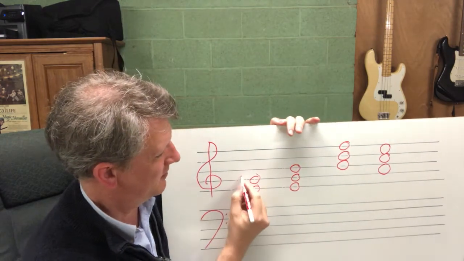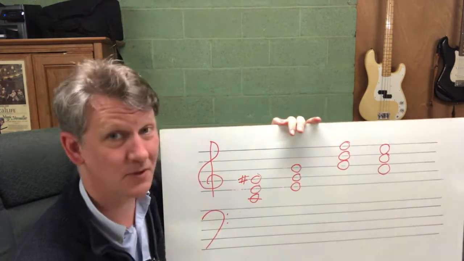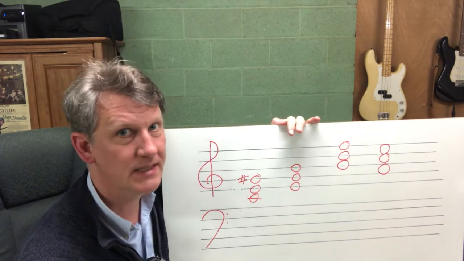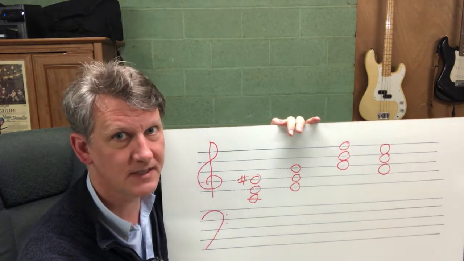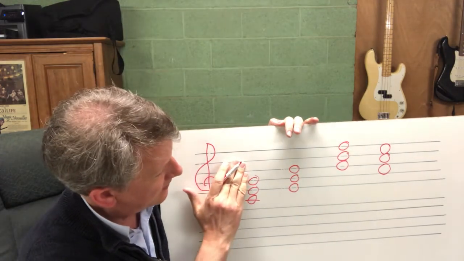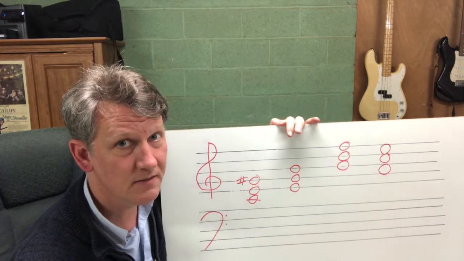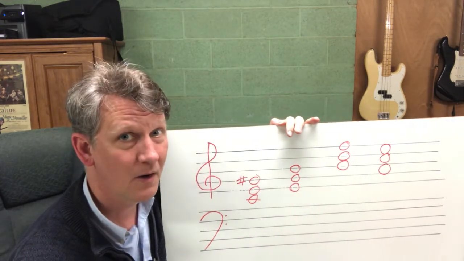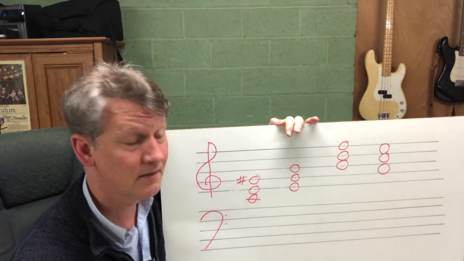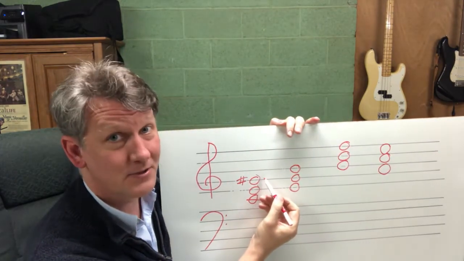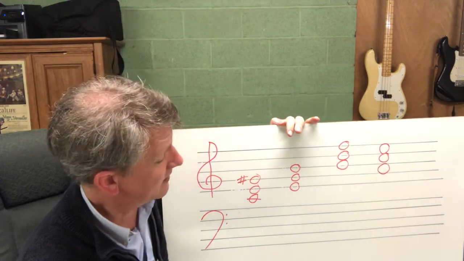We could put a sharp on this note. If we add a G sharp to CEG, CEG by itself is a major triad, but if we add the sharp to the G, that would make it augmented. So then we have a major third and another major third. That makes it an augmented triad.